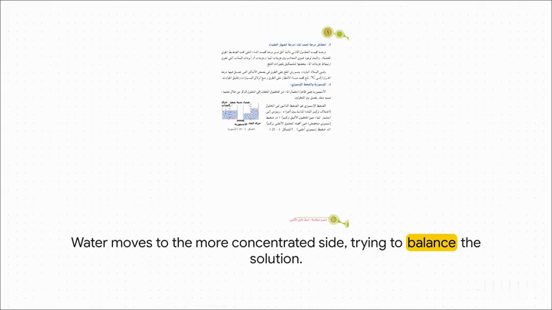This U-shaped tube here makes it super clear. It's split down the middle by a membrane that lets water pass but blocks the solute particles. Now, the right side has a higher concentration of those particles, so to try and even things out, water molecules start rushing from the left side over to the right. And you can see the result plain as day. The water level on the right actually rises.